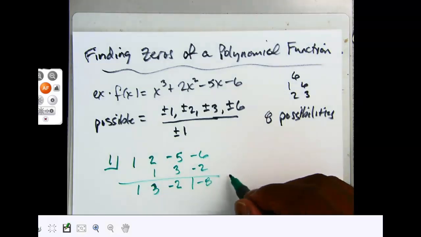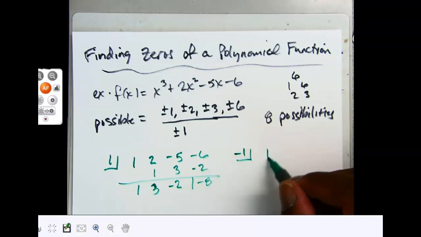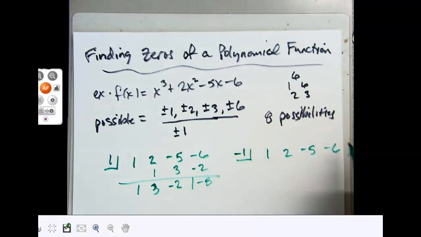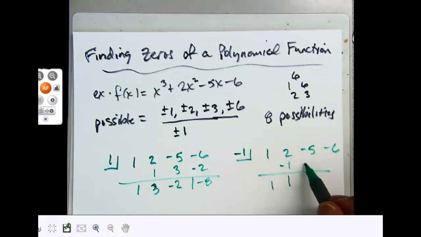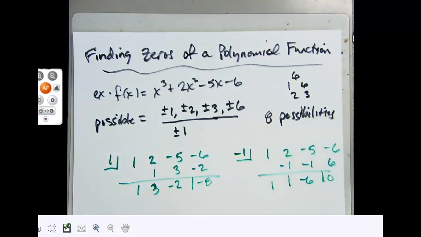So let's try -1. 1, 2, -5, -6. Bring down the 1. -1 times 1 is -1. 2 minus 1 is 1. Negative 1 times 1 is negative 1. Negative 5 minus 1 is negative 6. Negative 1 times negative 6 is a positive 6. And there we have a 0. So negative 1 is a 0. So that means that x minus a negative 1, or x plus 1, is a factor.